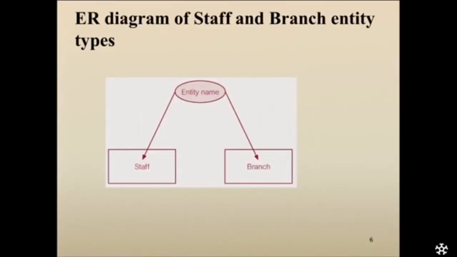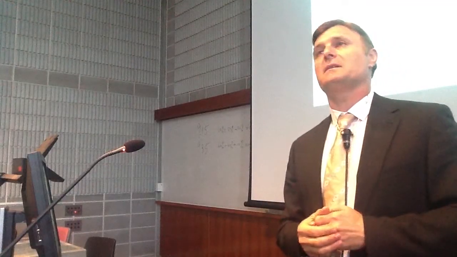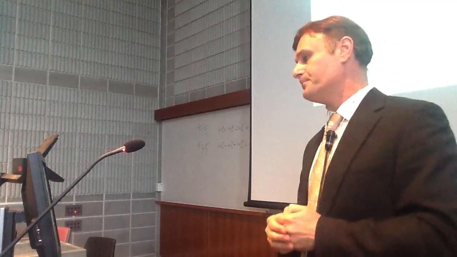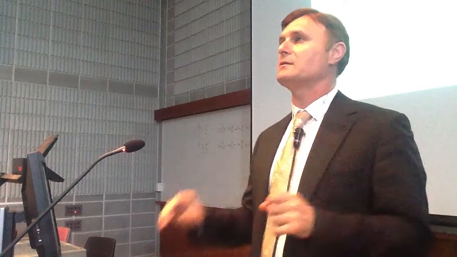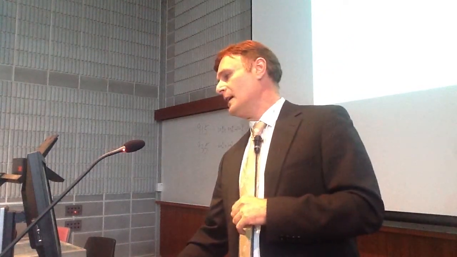To represent entities, we draw a box and put the name of the entity right in the middle, and that's what you're going to use in this subject. So the entities are represented as a box with the name of the entity in there. If you look here, we've got two entities on this diagram: entity staff and entity branch. Just the entities, no relationships here.